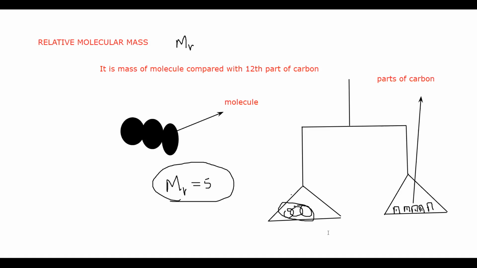Sir? Yes. Sir, in the periodic table then, all of the numbers that are shown, they are relative atomic masses? Yeah, they are relative atomic masses. For example, magnesium has a relative atomic mass of 24. So that means 24 parts of carbon will balance magnesium. Okay, sir. Thank you.